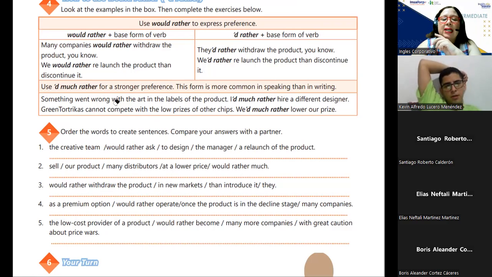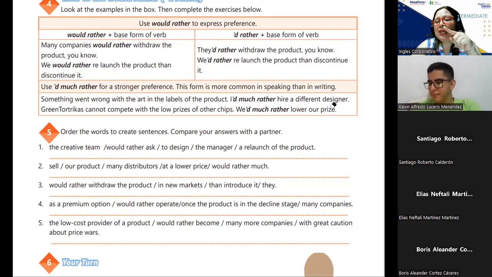Green Tortricas cannot compete with the low prices of other chips. We'd much rather lower our price. Price here is with the letter C instead of a letter Z. Number 5, yeah, because price, it's a typo. It's a typo. Okay.